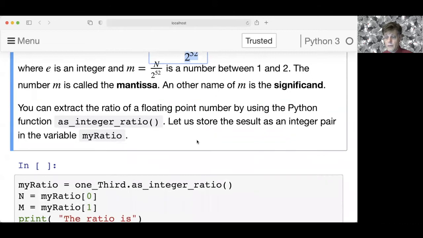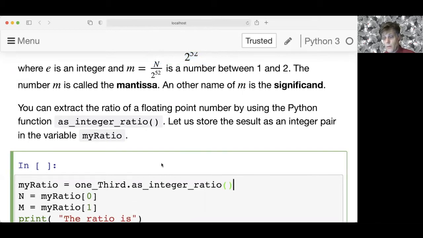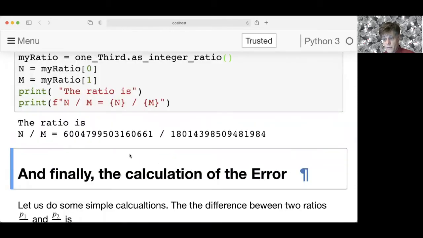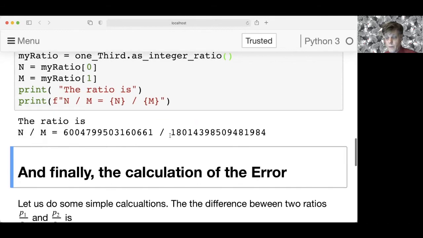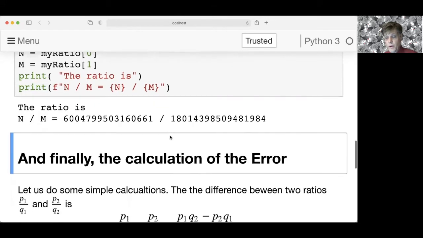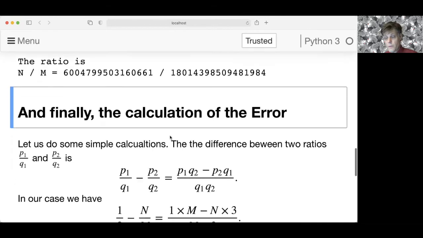So you can extract the ratio of a floating point number by using the Python function as_integer_ratio. So let us try that and store it in the variable myRatio. And you see, you get n and m, which are quite large integers. So finally, we will calculate the error.